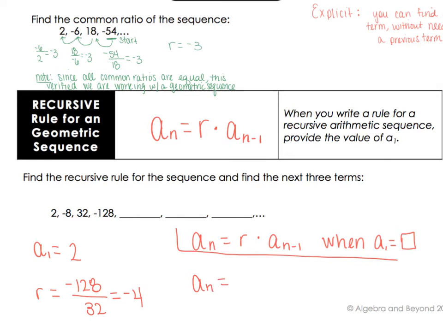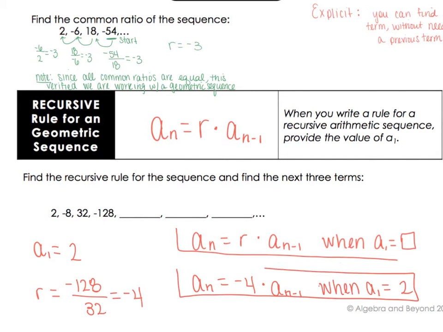So to write our rule here, we're going to have a sub n equals. Now we figured out that our r was negative 4. We're going to leave a sub n minus 1 because that just means we're going to take a previous term times negative 4. But we do need to fill out when a sub 1 equals, and we figured out our a sub 1 was 2. So you always need to have that initial value, or your very first value, listed.